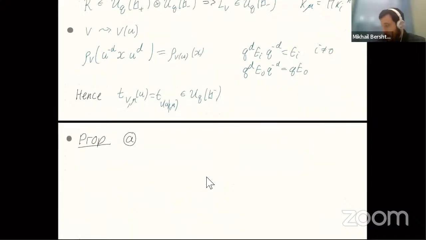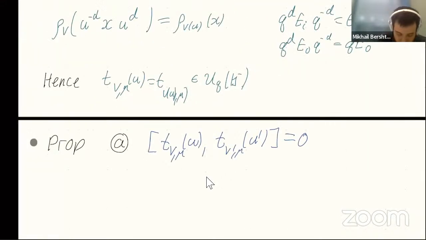Okay, properties. A: T V of U times T V prime of U prime equals zero. So we obtain a commutative algebra. Yes, mu is the same. Quite often mu is fixed to be equal to one, but this is not actually the best choice. I mean, this is not the best choice for some problems.